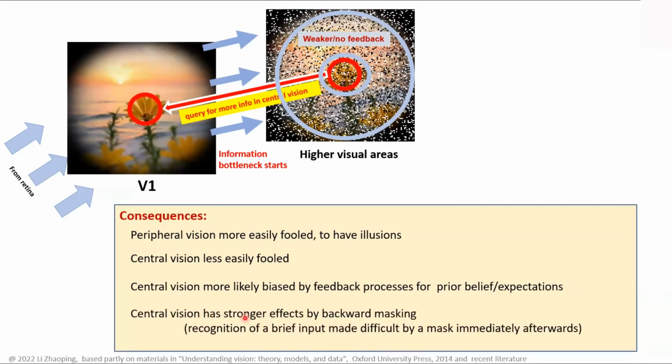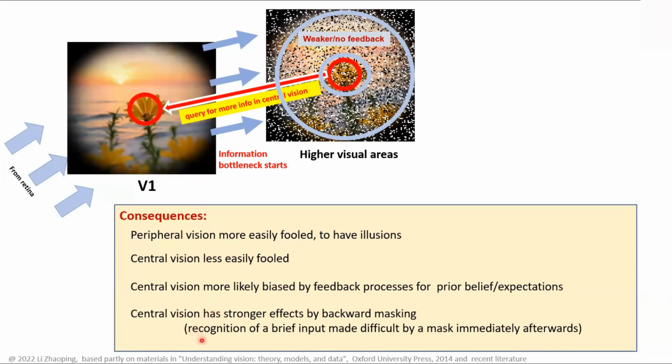And central vision should also have a strong effect due to backward masking. Imagine you have an input A immediately followed by input B. By the time you say, oh, what is this input A? Is it a leopard or flower? Then you go back and query for more information. By the time you go back and query for more information, input A disappeared, input B is there.